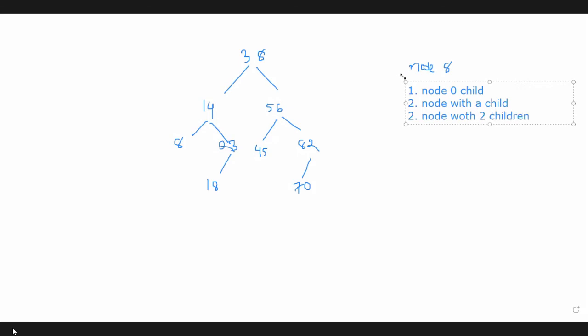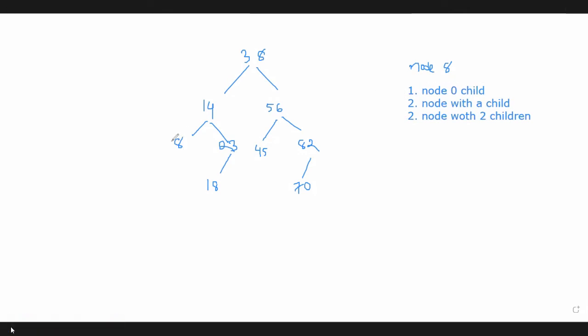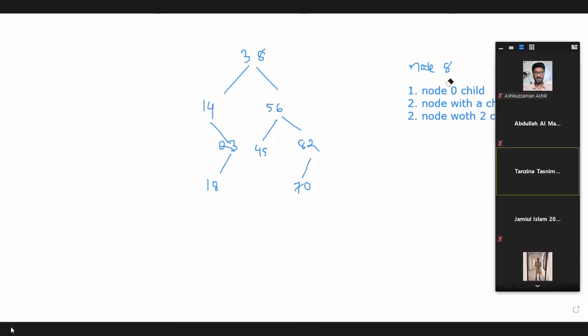Okay, so now suppose the first case, that is a node with 0 children. If we want to delete 8, at first we have to find out, is there any child node of 8? No, that means this is a leaf node. So at that time we can directly delete that node from the tree. If a node doesn't have any child, we can delete that node from the tree. So this is our new tree after deleting 8.